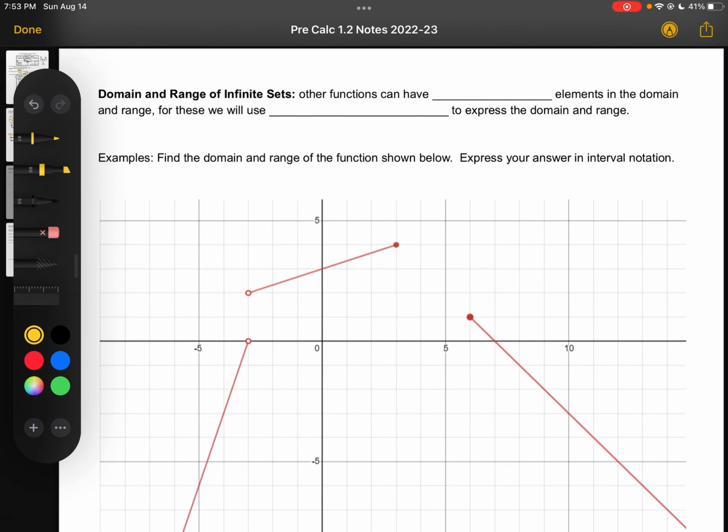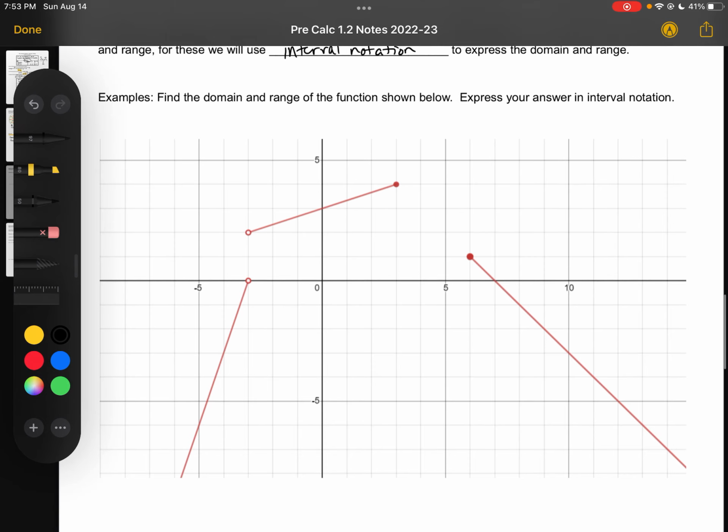And now we're going to jump into our next type. So domain and range of infinite sets. So other functions can have infinite elements in the domain and range. For these, we will use our interval notation to express the domain and range.